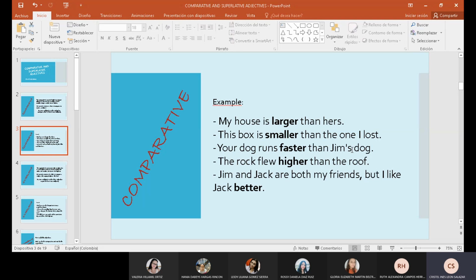Jean and Jack are both my friends, but I like Jack better. Jean y Jack son mis amigos. Ambos son mis amigos, but I like Jack better. Pero me gusta más Jack, o me parece mejor Jack. Okay, this is a little example about the sentence with comparative adjectives.